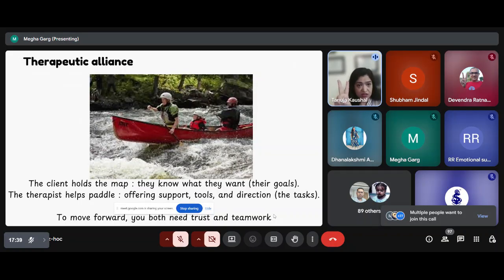Number two is tasks. Tasks means the things that you do, the techniques that you apply. You're doing deep breathing with them, or you are doing downward arrow technique with them, or you are doing cognitive restructuring with them, or you are identifying cognitive distortions and modifying them. So second is tasks, and third is the bond.